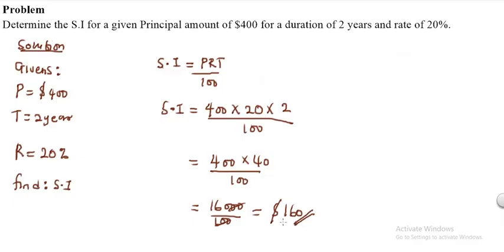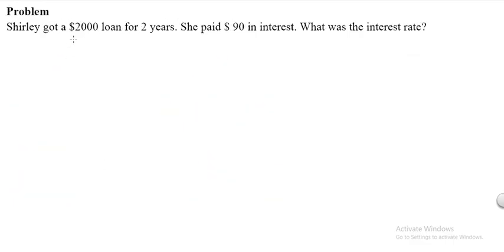Let's look into another example so that you can become familiar with simple interest calculations. For the second example, you're told that Shirley got a $2,000 loan for 2 years. She paid $90 in interest. What is the interest rate? First of all, I'll write out my solution. Then next up, I'll write out my givens from the question.